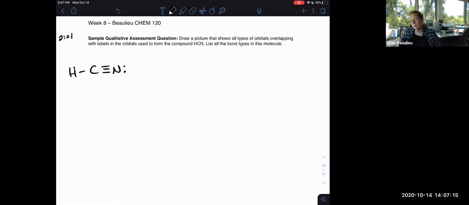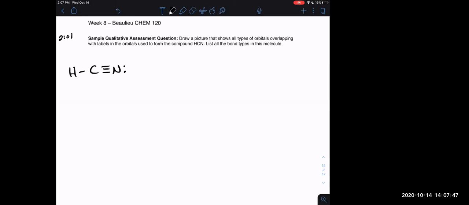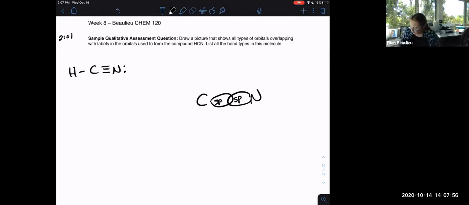I saw a lot of good things on your papers. Don't all jump at once. I got 4 bonds. A sigma bond from C to N, sp. Thanks for bailing out your peers, Kate.